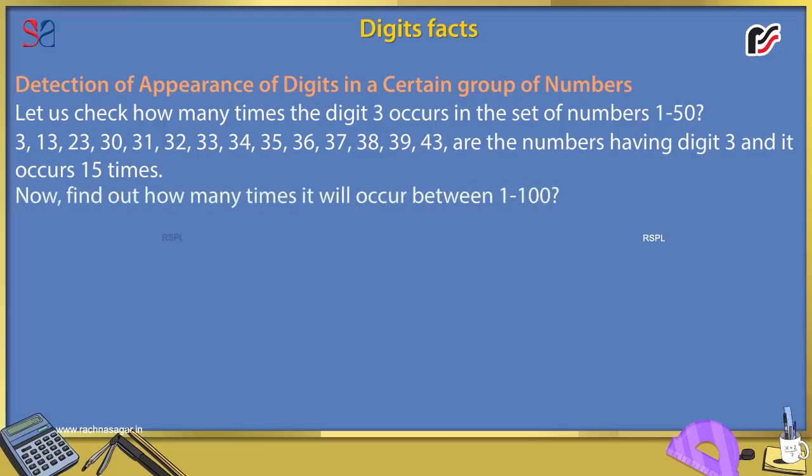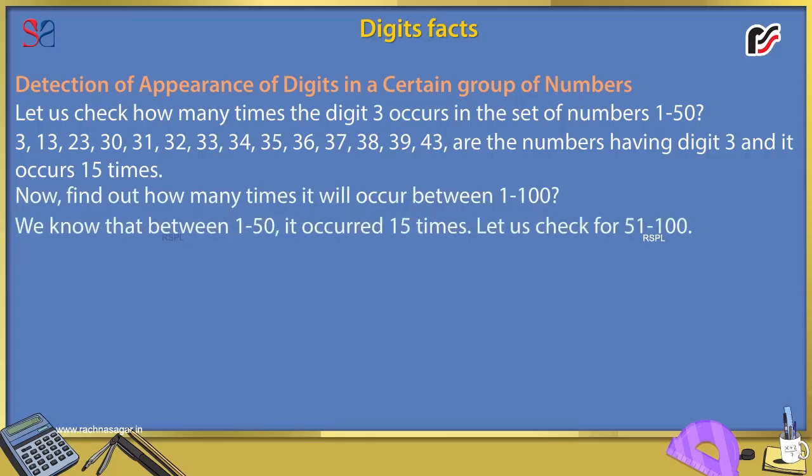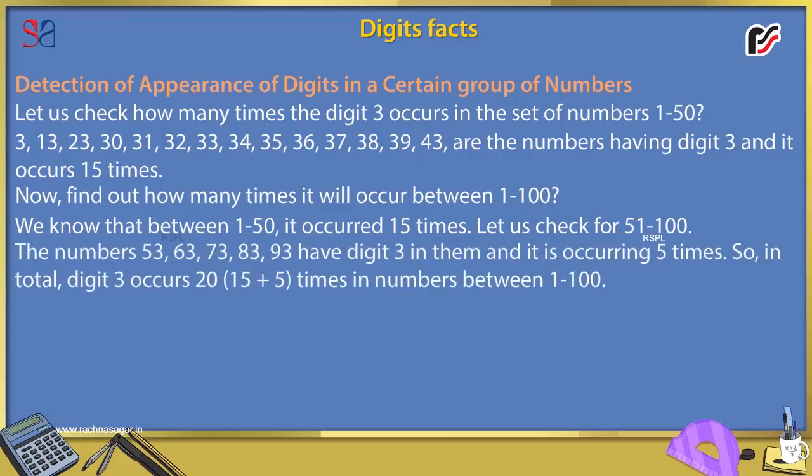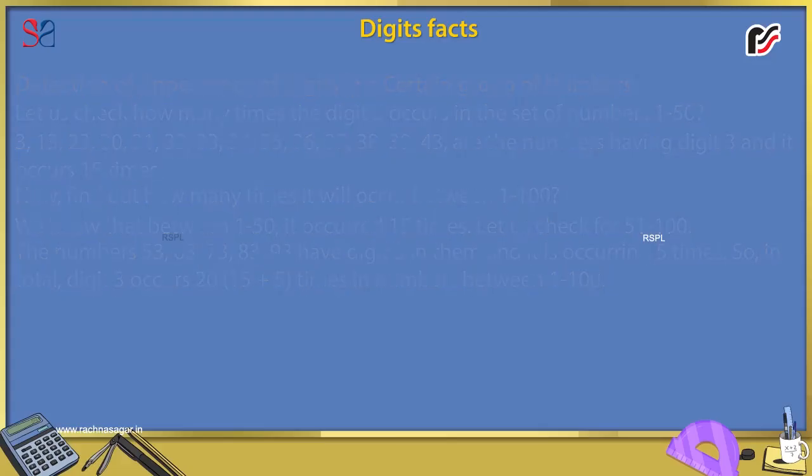Now, find out how many times it will occur between 1 to 100. We know that between 1 to 50 it occurred 15 times. Let us check for 51 to 100. The numbers 53, 63, 73, 83, 93 have digit 3 in them and it occurs 5 times. So, in total, digit 3 occurs 20 times, 15 plus 5, in numbers between 1 to 100.